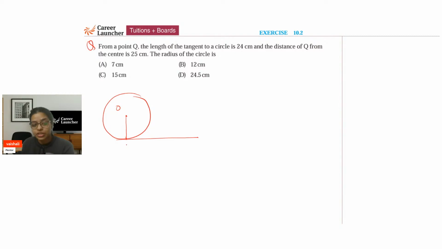For instance O, P, Q, okay, let's call this point Q. So PQ, the length of the tangent, is given to be 24, and from the center to Q it is 25. So this is 24 and this is 25. This OP is my radius. So I'll have to calculate the radius, or basically the length of OP, and I know that OP is perpendicular to PQ, so I can apply Pythagoras theorem directly.